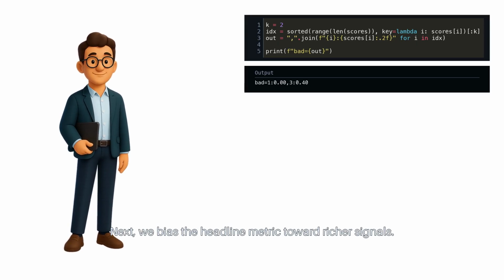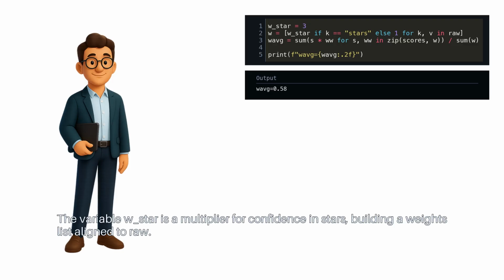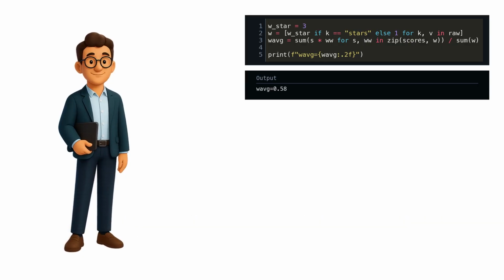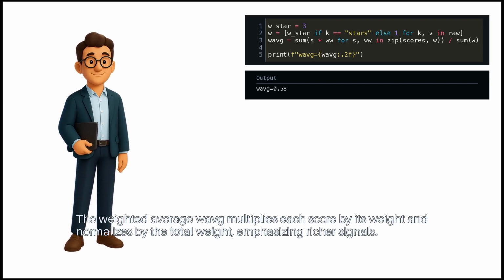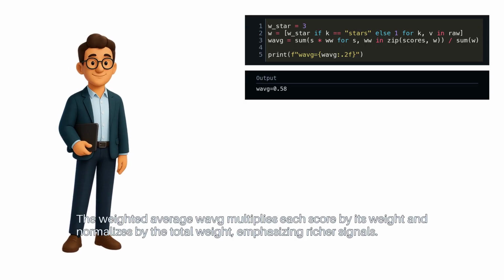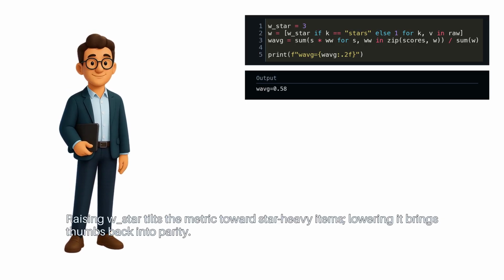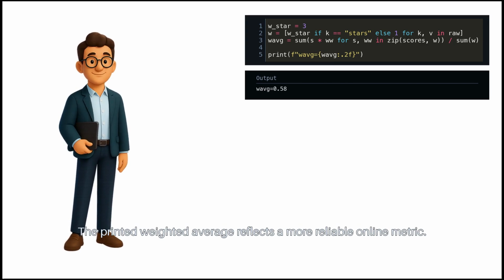Next, we bias the headline metric toward richer signals. This snippet computes a weighted average that trusts star ratings more than thumbs. The variable W star is a multiplier for confidence in stars, building a weights list aligned to raw. The weighted average WAVG multiplies each score by its weight and normalizes by the total weight, emphasizing richer signals. This makes the headline metric less sensitive to sparse thumbs and more driven by detailed ratings. Raising W star tilts the metric towards star-heavy items. Lowering it brings thumbs back into parity. The printed weighted average reflects a more reliable online metric.